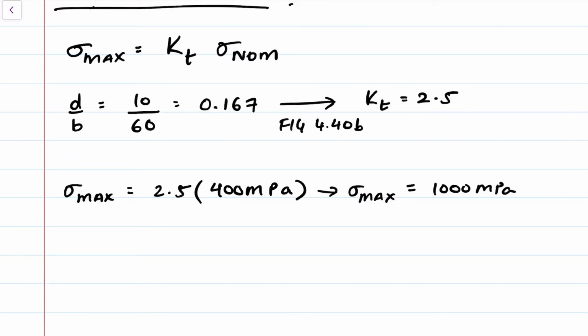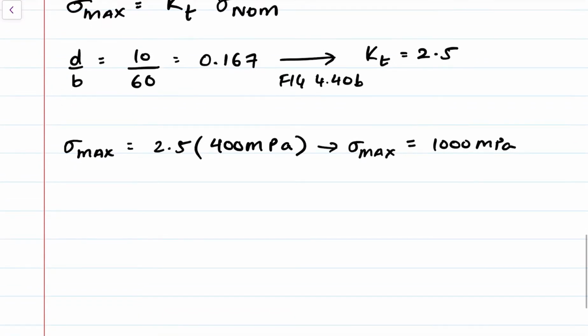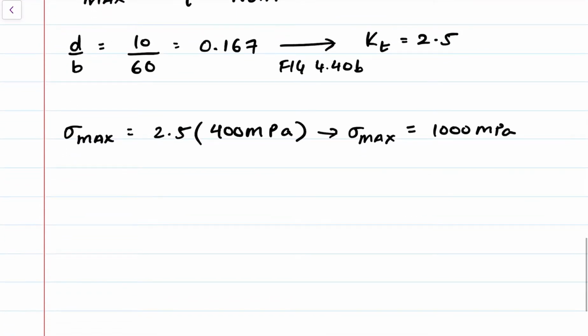And this is a consequence of the discontinuities that arise due to the hole. And this is the peak value, or the maximum value that the stress concentration would cause, at least theoretically. So because sigma max is greater than the yield strength, in this case because it's in tension, we have localized yielding.